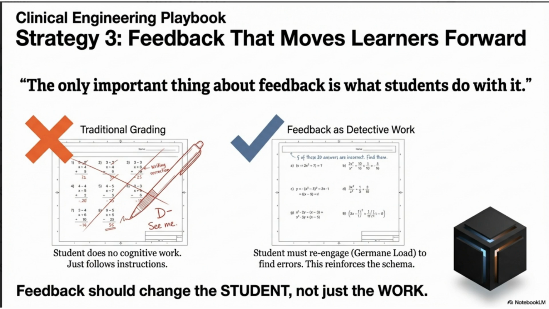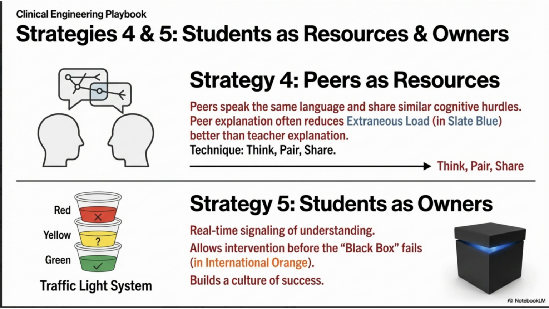Strategy 3 involves feedback that moves learners forward. The only important thing is what students do with it. Feedback should be, quote, detective work, forcing students to re-engage and reinforce the schema, rather than just following instructions on traditional grading. Strategy 4, peers as resources, involves techniques like think, pair, share, where peer explanation often reduces extraneous load.